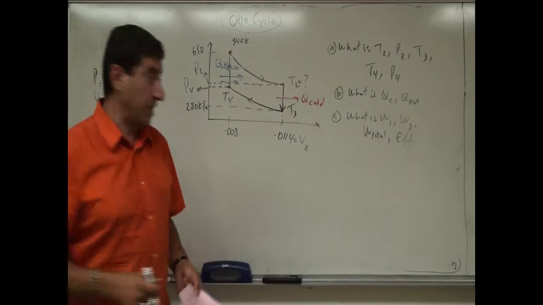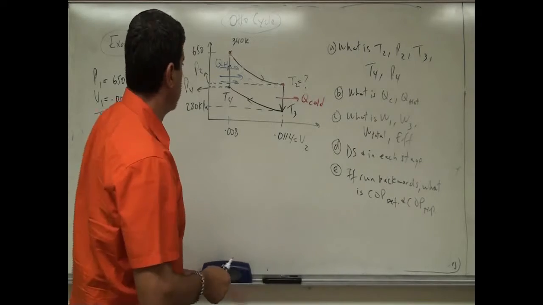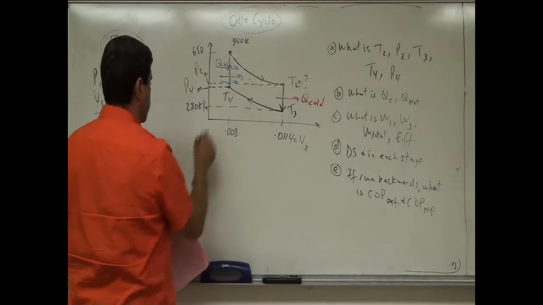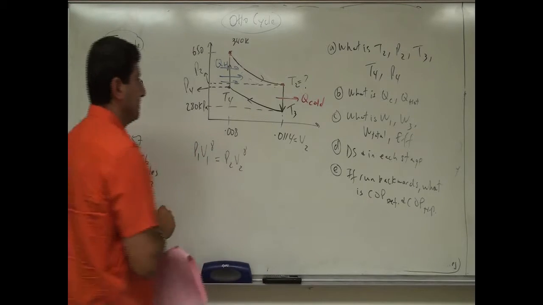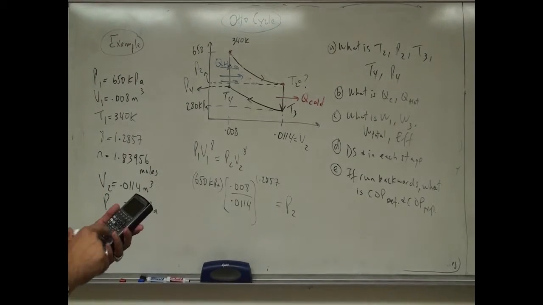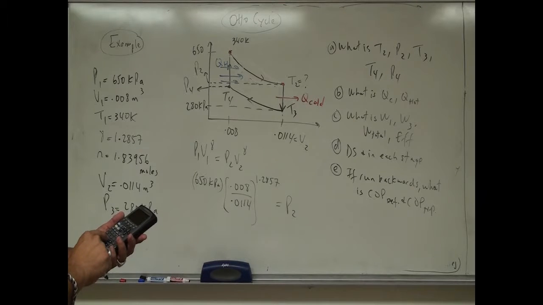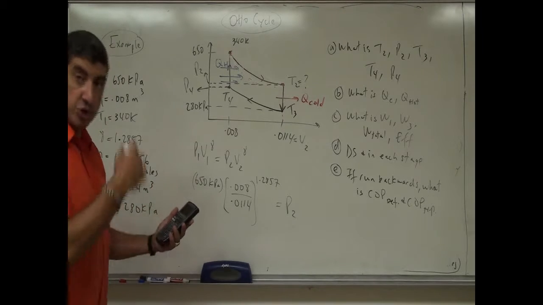And then E, what is the change in entropy? This first one is going to be adiabatic, right? In the adiabatic process, we know that we're going to have P1 V1 to the gamma is going to equal P2 V2 to the gamma, right? So let's calculate that. 0.008 divided by 0.0114 raised to the power 1.2857 multiplied by 650. Okay, that's going to be 412. So the pressure drops quite a bit.